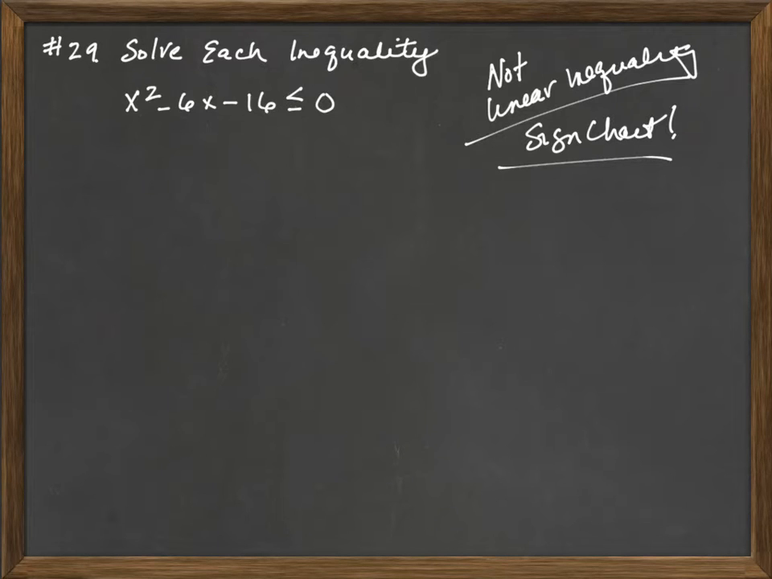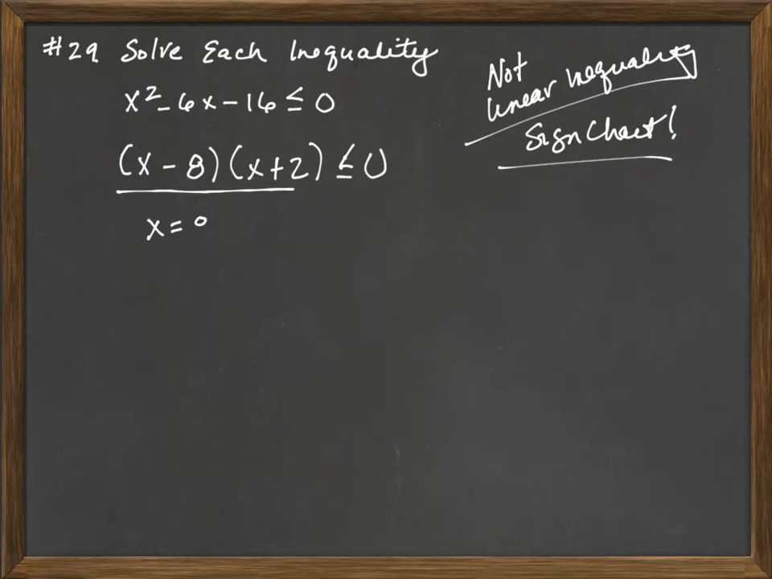So first you factor. So we would get (x minus 8)(x plus 2) is less than or equal to 0. And so we are going to say, where would those equal 0? You would have zeros at x equals 8 and x equals negative 2. So then you're going to do your sign chart, and you would have negative 2 and 8.